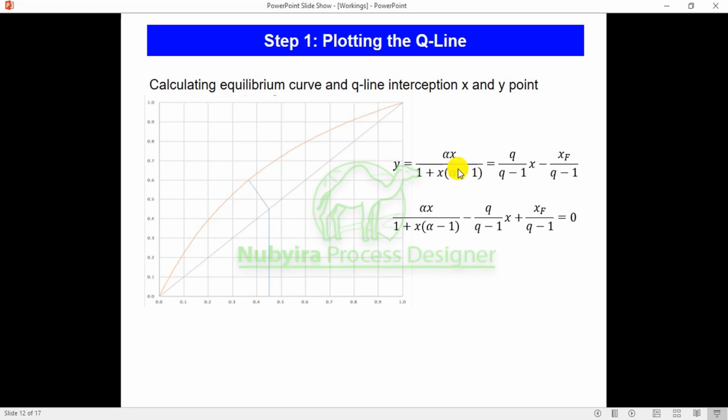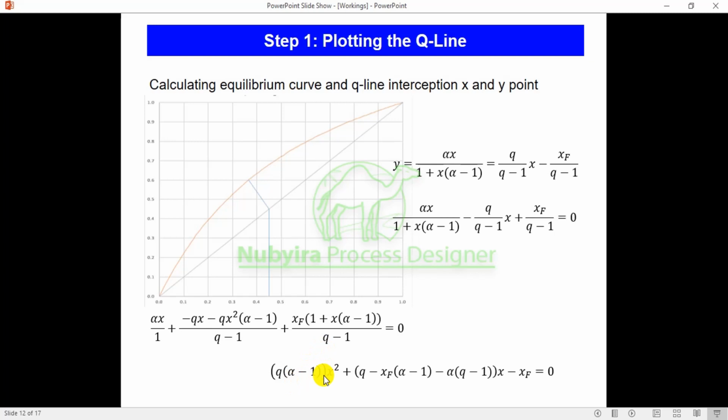For this point, I just rearrange the equation and solve it. By subtracting the term here from the term here, I got a quadratic expression. We know the relative volatility and the q. So this is the solution from the equation, from this step to this step. Since it is a quadratic expression, it can be expressed in this form, and the x value can be gotten through the general formula.